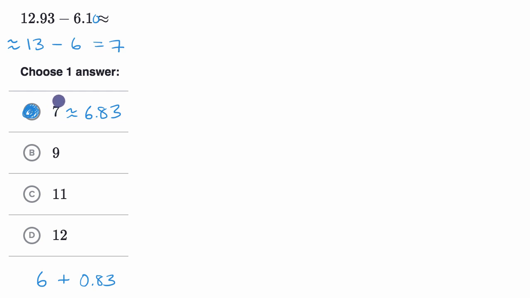But the whole point of this exercise is to get comfortable estimating things. Because a lot of times in life, you don't need the exact answer. You just need a rough answer just to know the ballpark of what you're talking about.